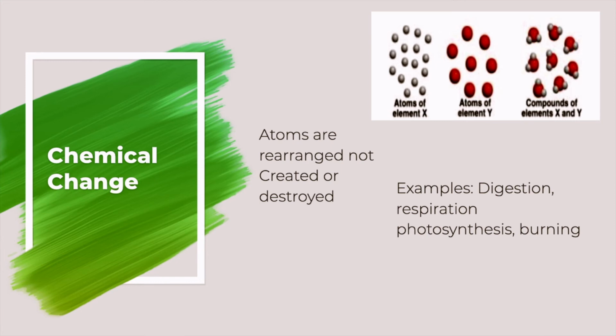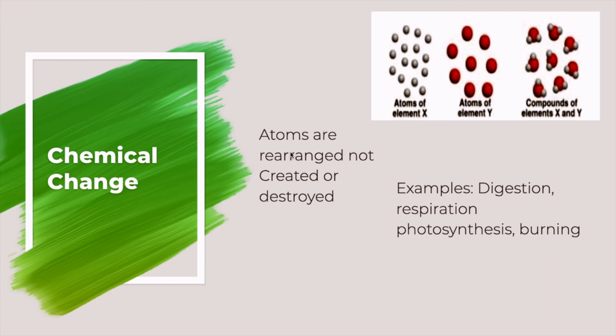If we look at this photo right here, atoms of element X and atoms of element Y. This is our hydrogen, this is our oxygen, and this is our water. When we have hydrogen combining with oxygen, we're making a new substance. We are rearranging our atoms and chemically changing them. This is really important to remember as well. We are not creating or destroying atoms. We are not ruining the universal balance.